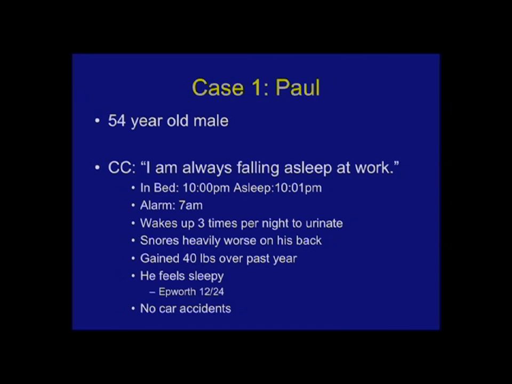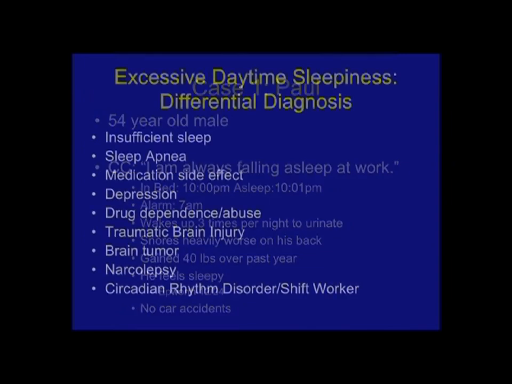He tends to go to bed at 10 p.m., falls asleep a minute later. His alarm is at 7 a.m. He wakes up three times per night to urinate. He snores heavily, worse on his back, and he has gained 40 pounds over the past year. He feels sleepy during the day. His Epworth sleepiness scale, which we'll cover later, is a 12 on 24. He reports no car accidents.